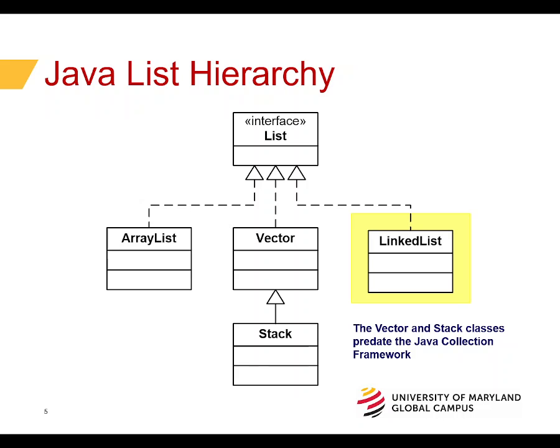The linked list class is implemented with a doubly linked list and implements the queue and deque interfaces. All three implement the list interface. The stack class is implemented as a subclass of vector. As we've already noted, because Java does not support representation inheritance, this was a poor design choice.